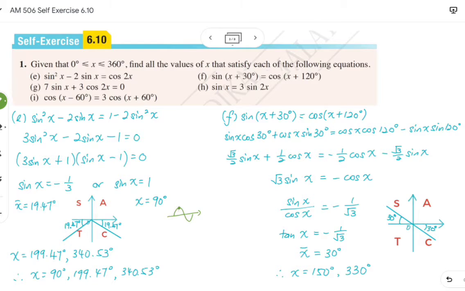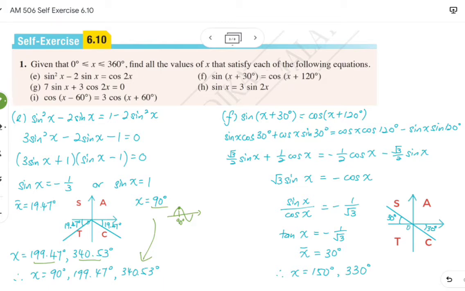When the value is 1, the angle is 90 degrees. So we know sine x equals 1, our x will be 90 degrees. Therefore, we have 3 solutions for this question, 1, 2, and 3. We arrange them in ascending order. So x equals 90 degrees, 199.47 degrees, and 340.53 degrees.